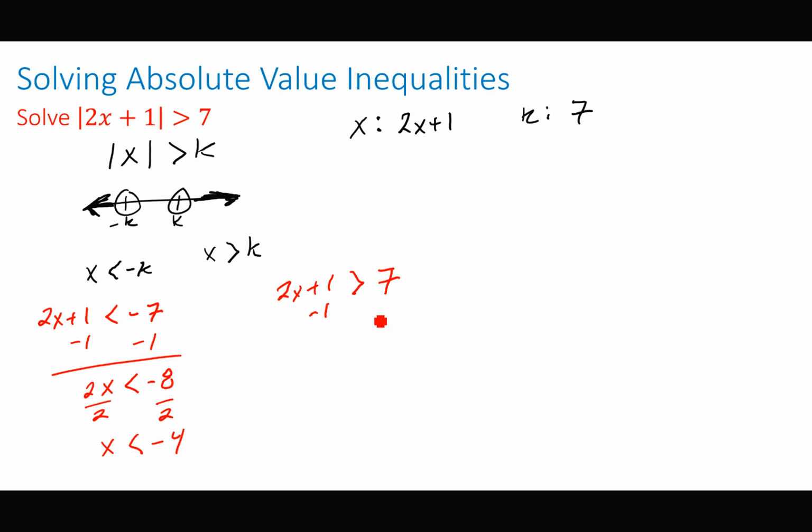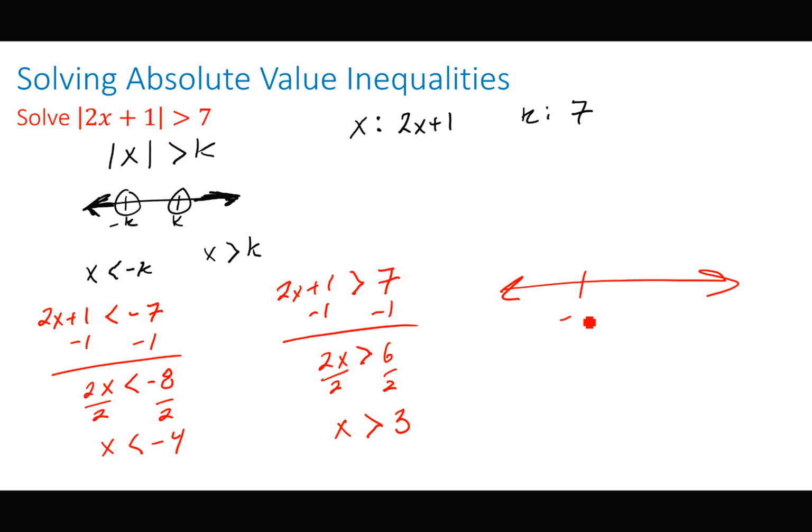Second one, subtract 1. 2x is greater than 6. Divide by 2. X is greater than 3. So if I were to graph these solutions, I'm going to be here at negative 4, I'm going this way. Positive 3, I'm going this way. These are open circles.